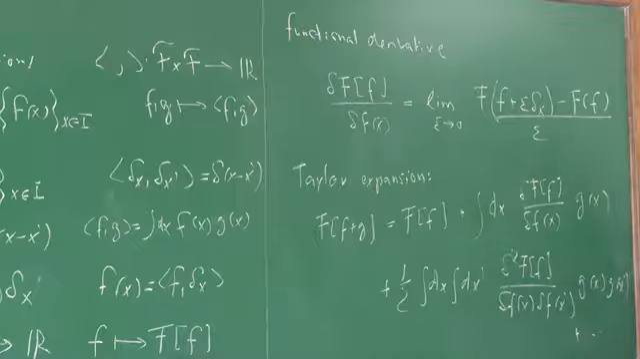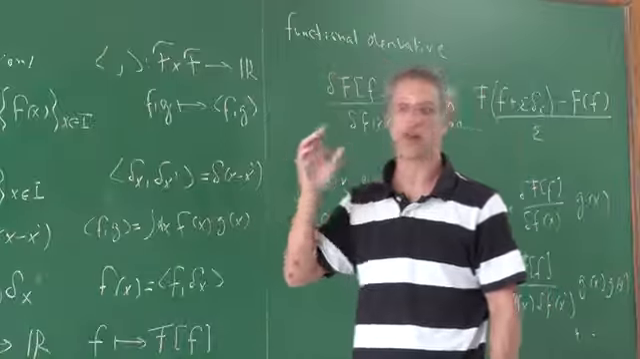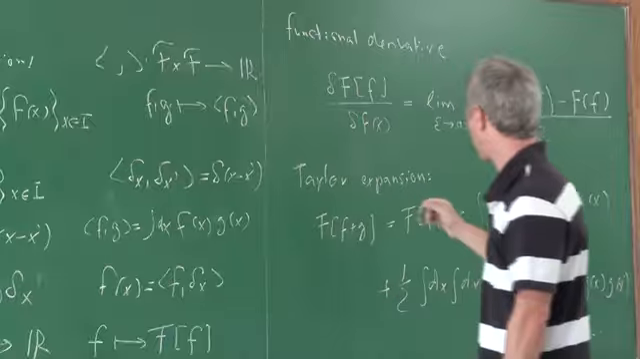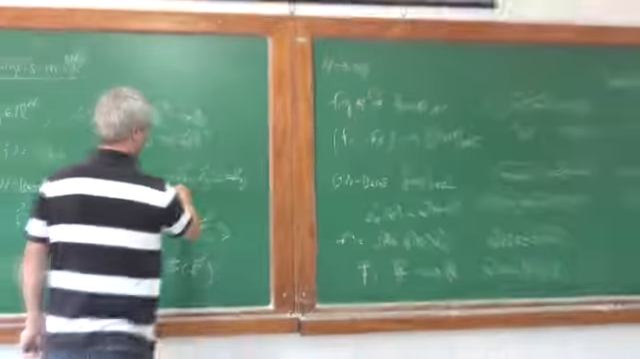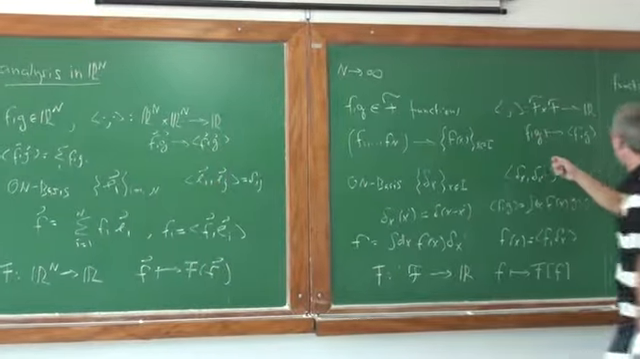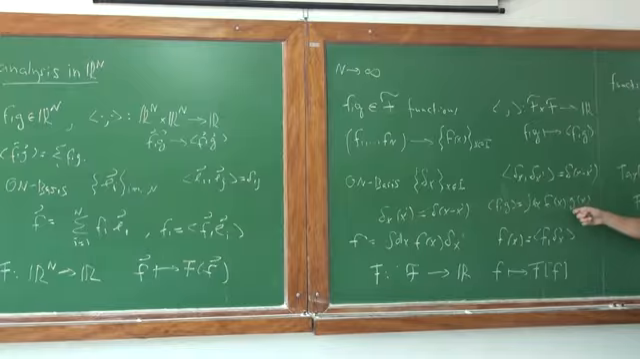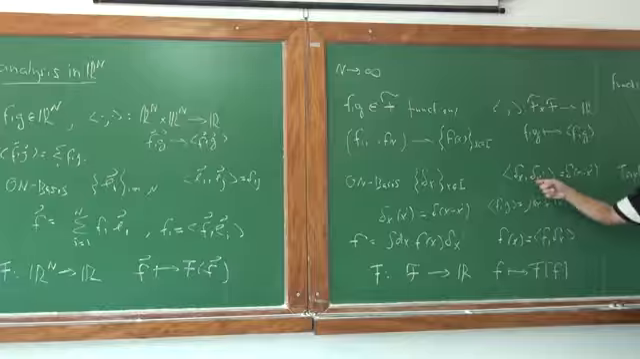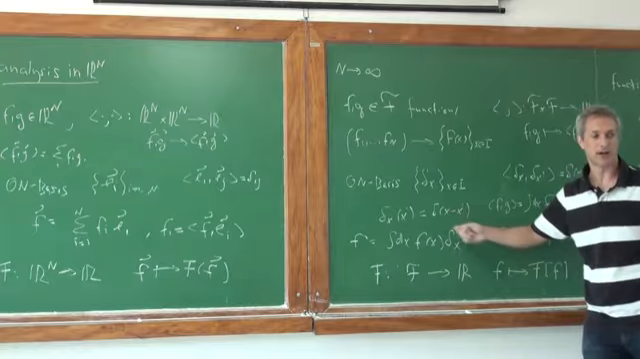If you don't really understand the object, just think, how was it in R to the n? Well, let's make the translation: in R to the n we have some scalar product, which allows me to define some ON basis. Here in functional space, I typically also have a scalar product given by such an integral, and this also allows me to define some ON basis, which now has to do with delta functions.